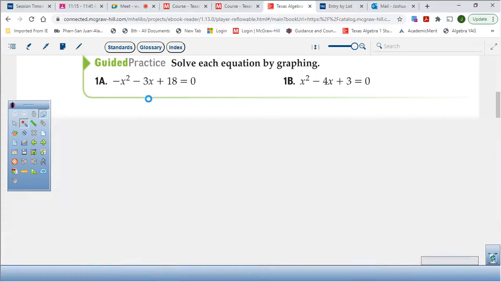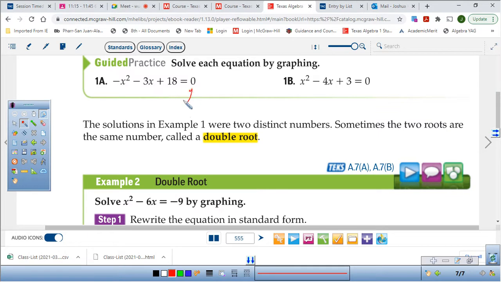In this situation, you've got to think about this. I see this as y equals, so in my head I'm automatically thinking graph. This is my y-intercept, so I'm going to have it way up here at 18, and this thing's going to go down. So I know I have 2 roots. That's just me from many years of doing this.